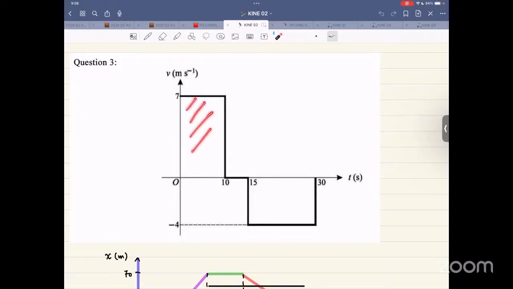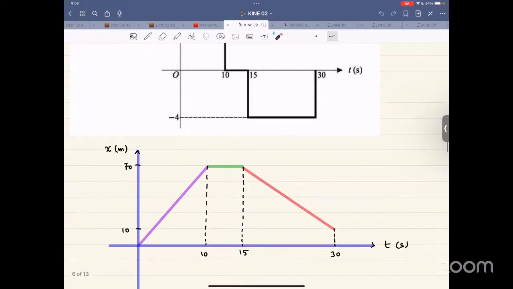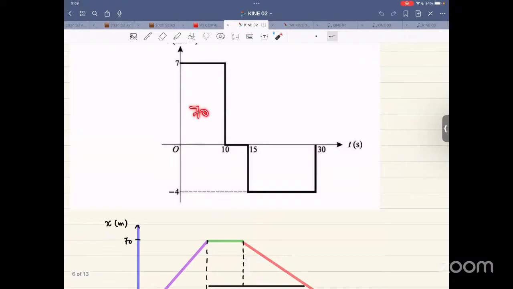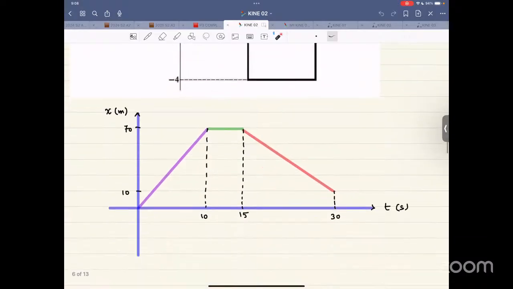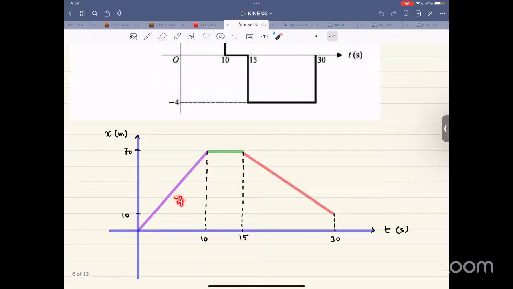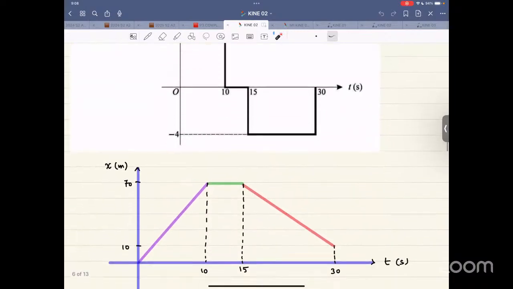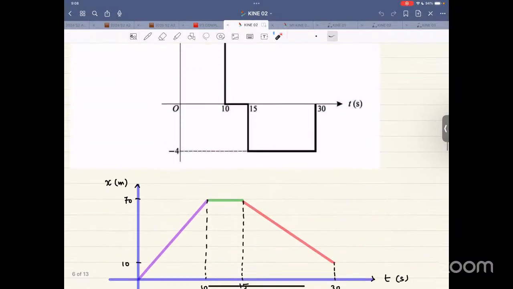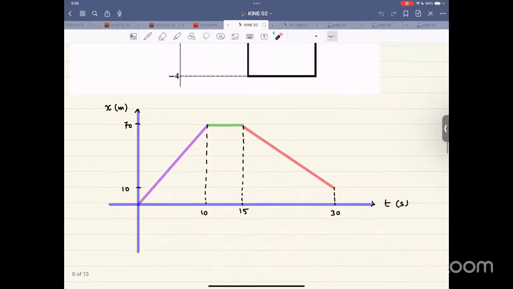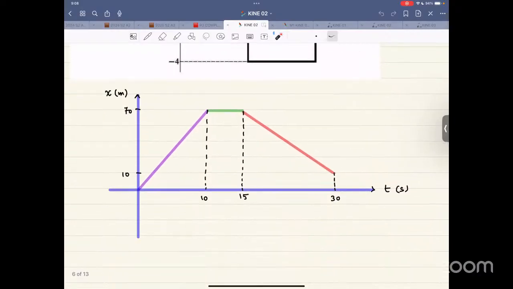So we know that the area of a velocity time graph is displacement. And this thing over here is 70 meters. This is 15 into 4, that is 60 meters. So therefore, this area over here should be 70, and this area over here should be 60. And what else is there? Now, first of all, this is displacement. So that is the kind of thing that's done.